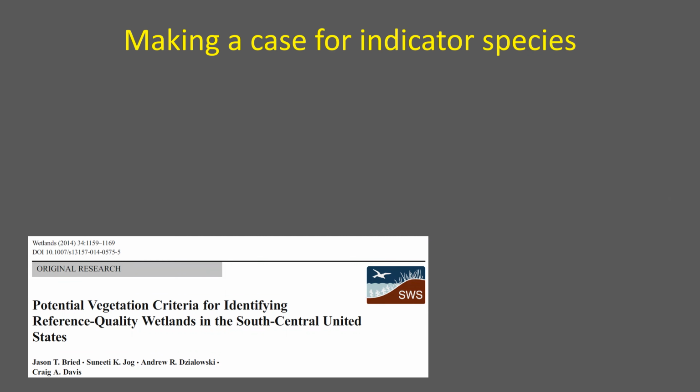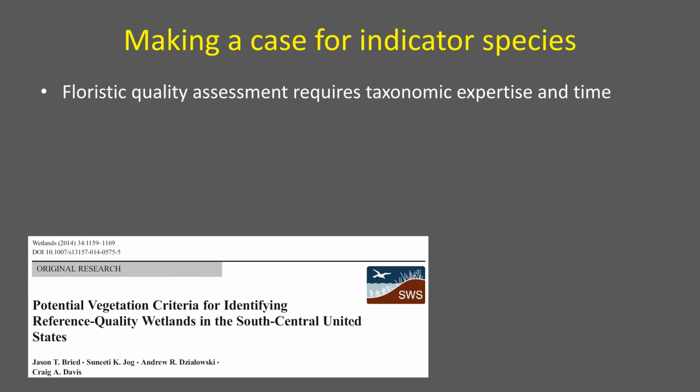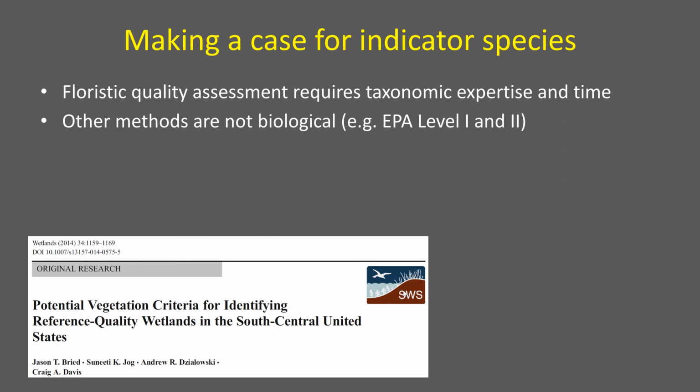So ultimately, FQI requires a lot of taxonomic expertise and time. And there are fewer and fewer people out there who have that botanical knowledge and who want to spend that kind of time doing these complete, comprehensive lists for any wetland. Those other methods, such as level 1 and level 2, might work for some people, but ultimately they are not biological.